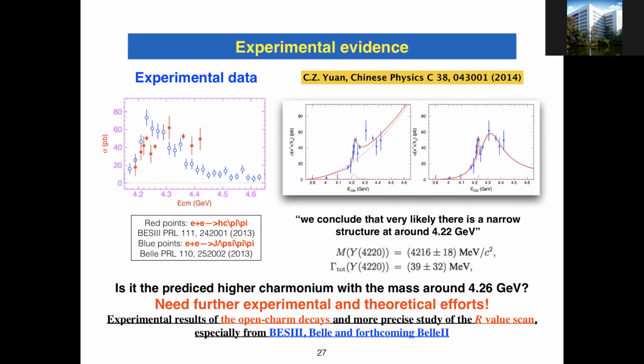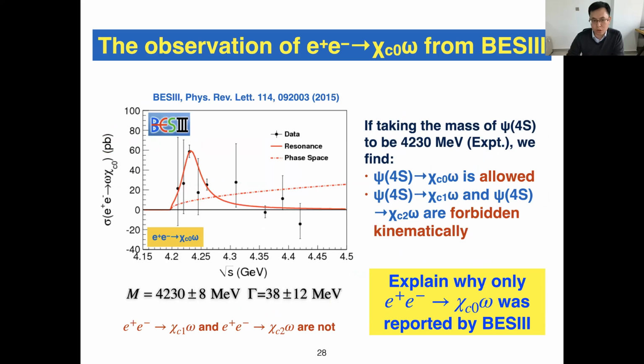Later, BESIII also measured the e+e- to chi_c0 omega process and found that there exists a peak at 4.2 GeV with a narrow width. They also claim that for the e+e- to chi_c1 omega and e+e- to chi_c2 omega processes, they cannot find the peak.